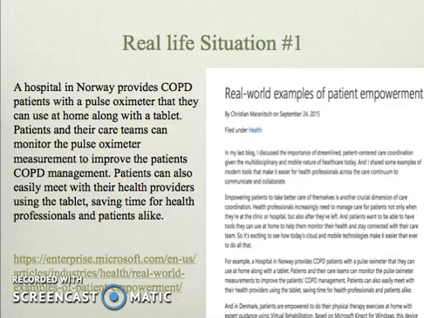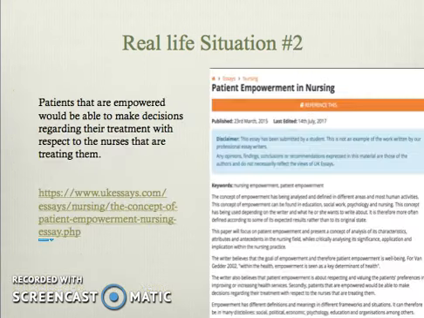Here is a real-life example where a hospital in Norway had implemented patient empowerment. So what they did was provide patients with pulse oximeters that could be used at home via tablet. Patients themselves could monitor their oximeter measurements. They could also meet with their healthcare providers when needed. And because of this, it saved a lot of time for the providers, but also a lot of money for the patients. Here is another situation in which nurses actually implemented patient empowerment, and more information can be found on the link provided.